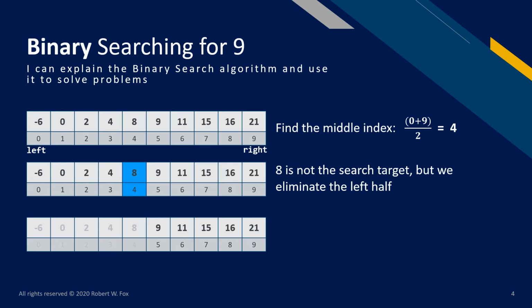So that's incredibly efficient. And now I'm just going to repeat the process again. So I'm going to identify the middle element with only the part of the list that I'm interested in. So here's my left, which is index 5. Here's my right, which is index 9, and with a simple average, I can find that the middle element is element 7.